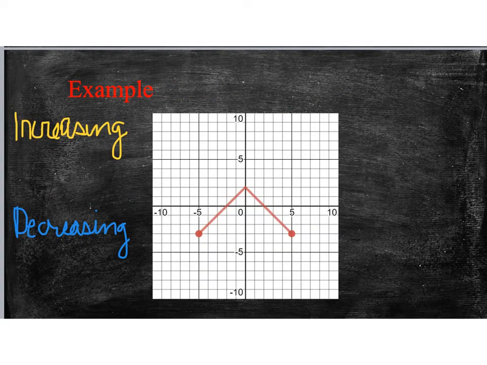So now in the same example, let's identify the increasing and the decreasing intervals. So again, increasing is where it is going up from left to right, so increasing would be here. And then decreasing is where it's going down from left to right, and so the decreasing interval would be here.